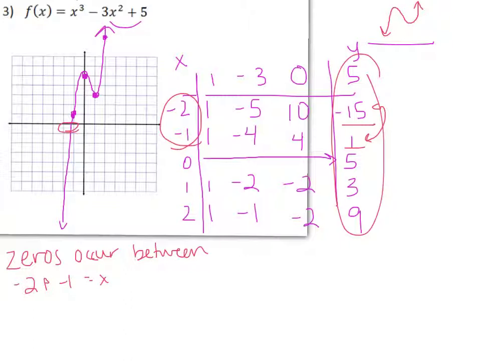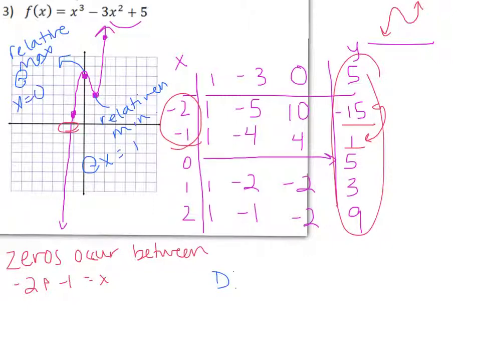Alright, our relative max and min. Well, right here is a valley, so this would be a relative min. And this relative min happens at x equals 1. Here would be our relative max. And this happens at x equals 0.